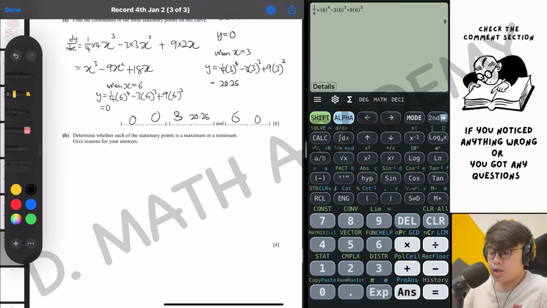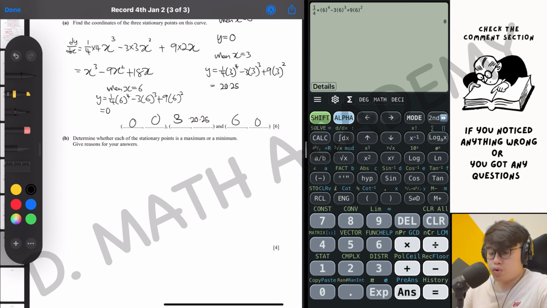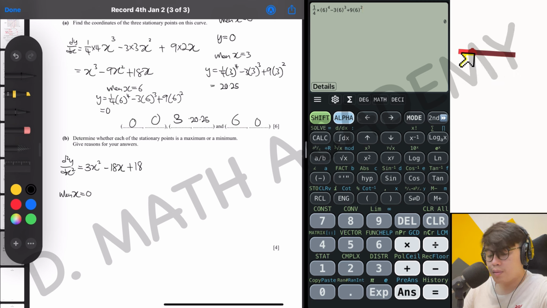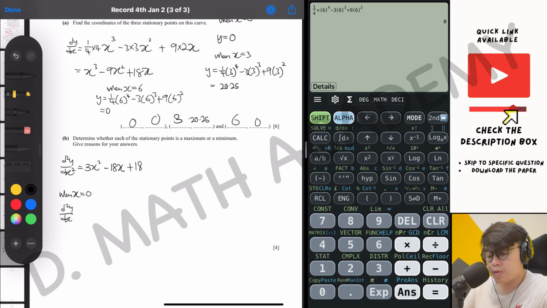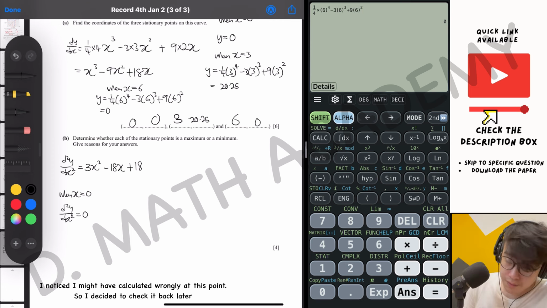Determine which is a maximum and minimum. So for me, I will find my d2y/dx2 here, which is our second differentiation. I get 3x squared minus 18x plus 18. So when my x is 0, my d2y/dx2 will also be 0. So write the conclusion at the end.